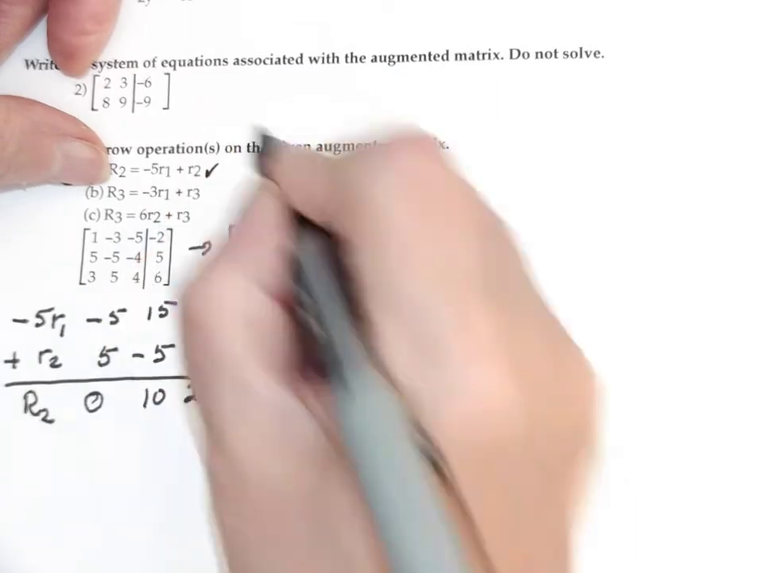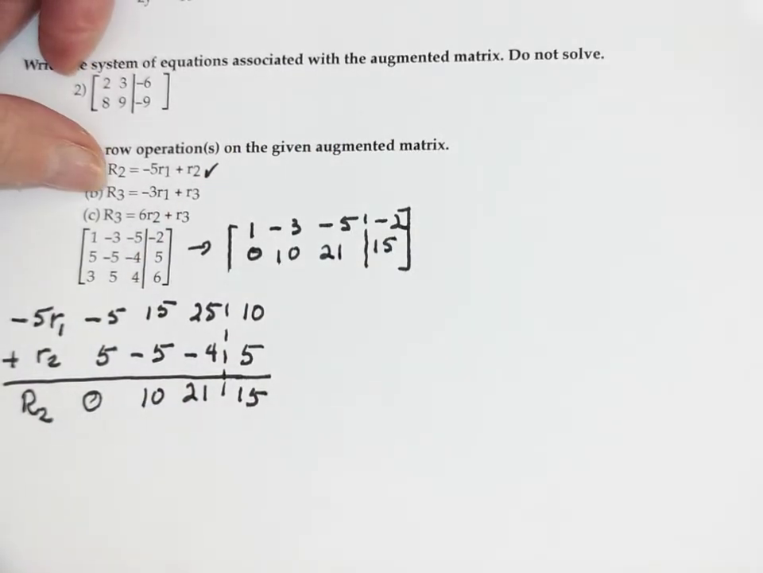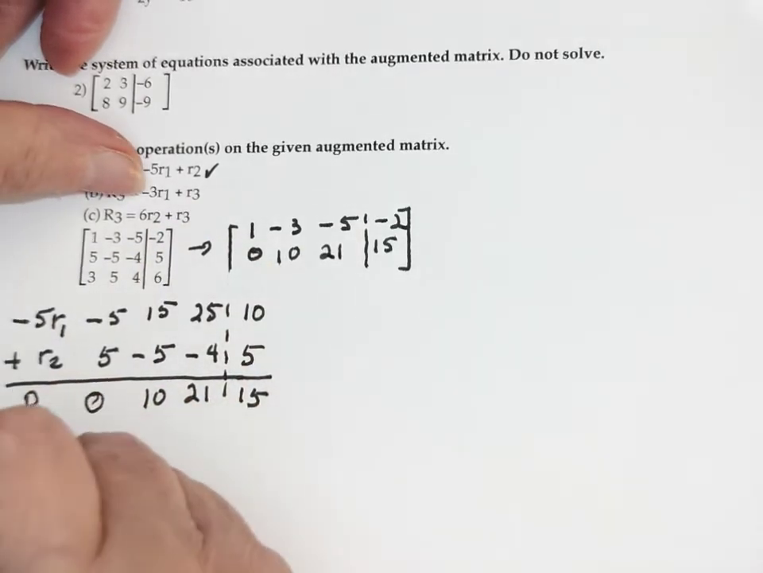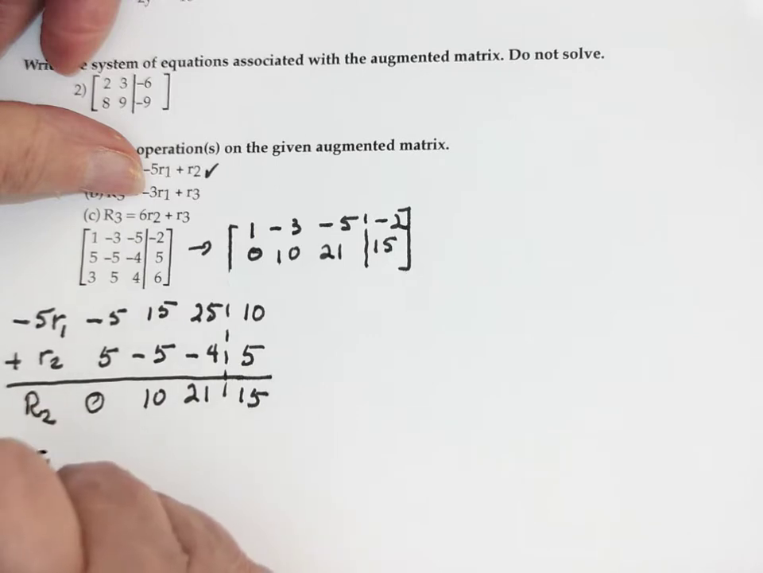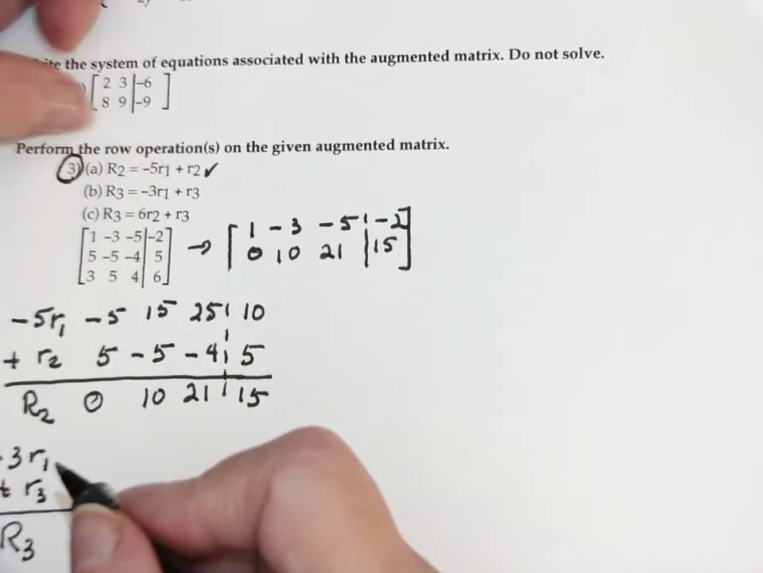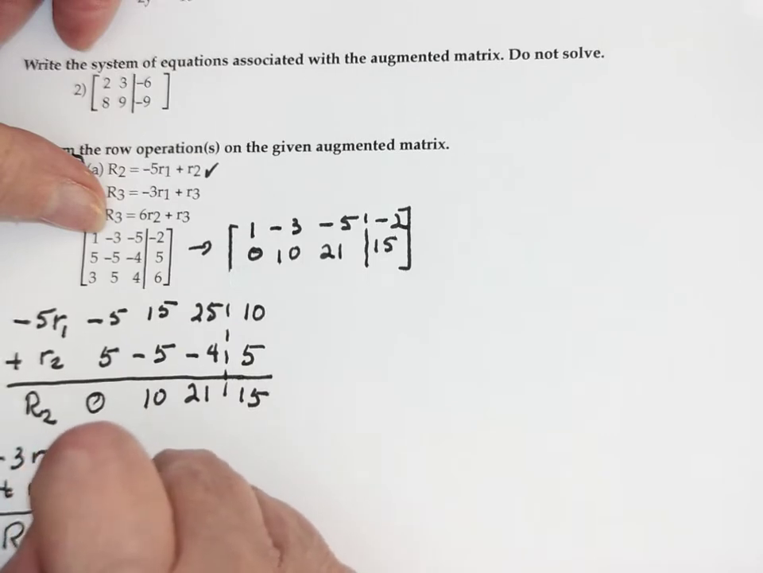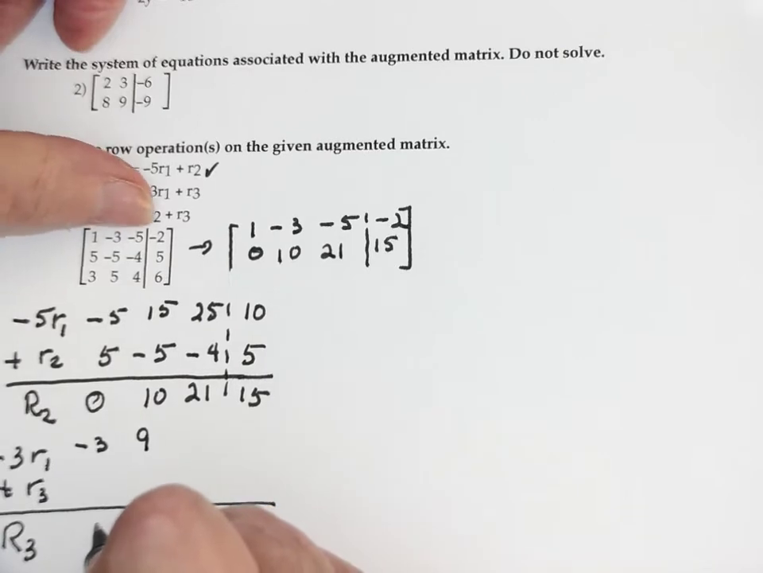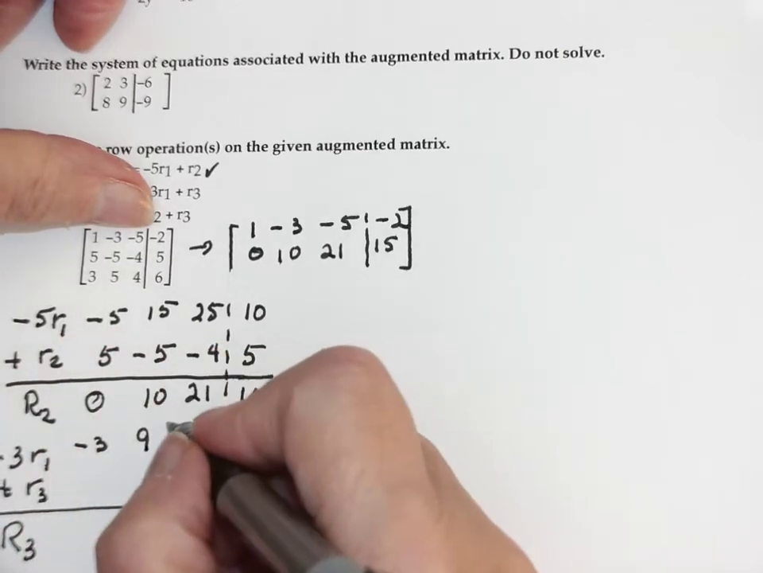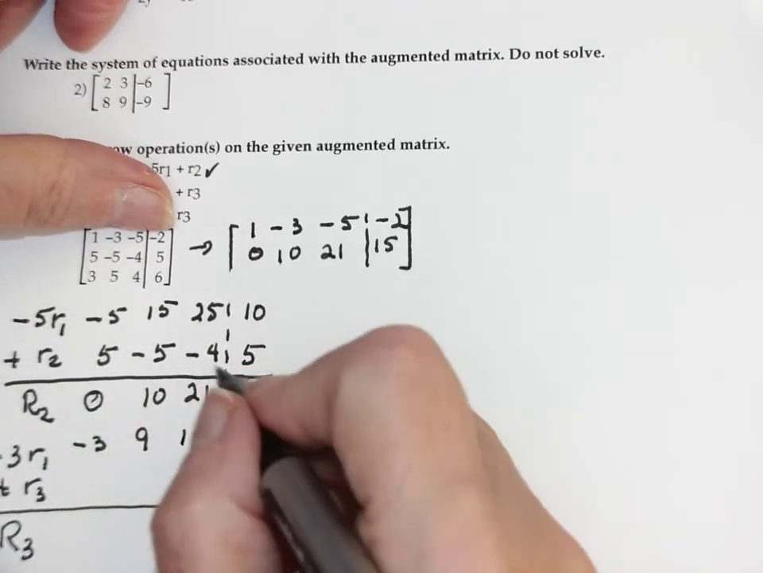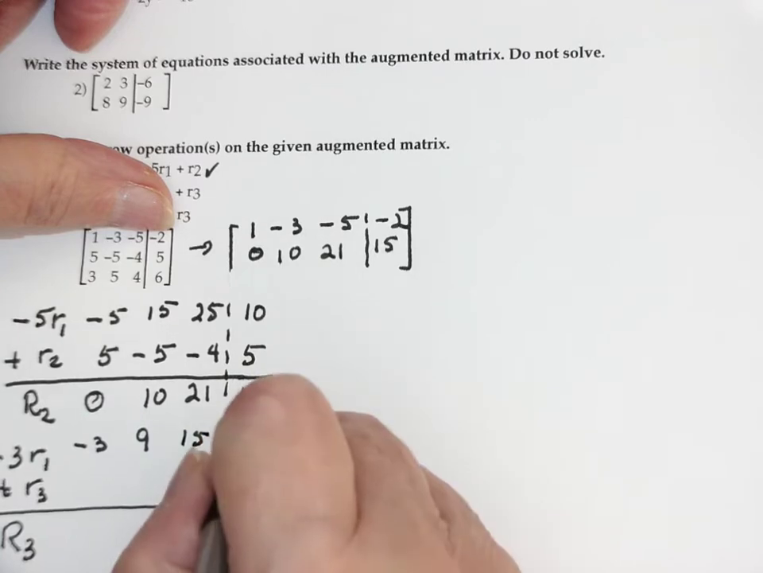Then that takes care of this guy. This guy says create a new row 3 by using row 1 and row 3. So it says, what do I need to do? Take -3 times row 1, add it to row 3, gives me a new row 3. So -3 times 1 is -3. -3 times -3, +9. -3 times -5 is +15. -3 times -2 is +6.